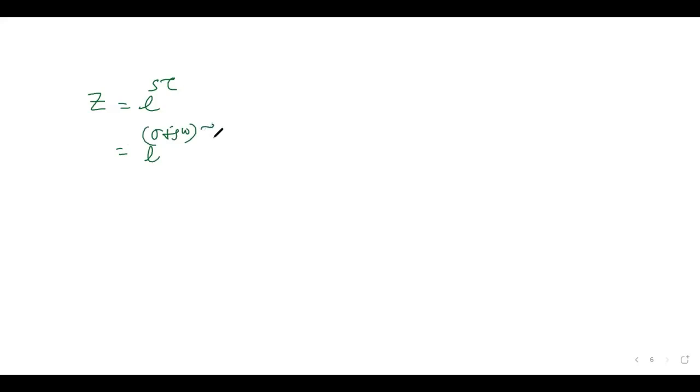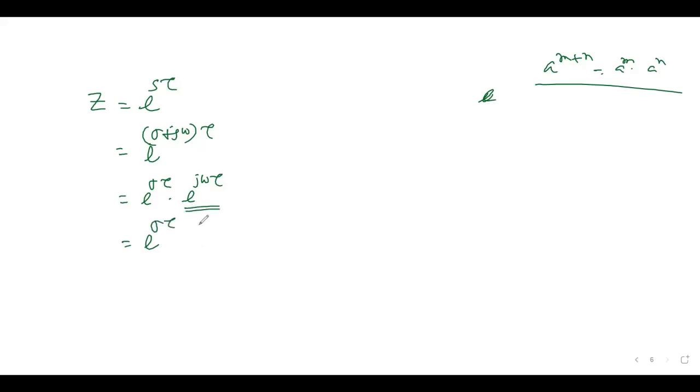So this is tau. That is, we can write it as sigma tau into e to the power j omega tau. Here I have just written like this: a to the power m plus n is equal to a to the power m into a to the power n. That means this is e to the power sigma tau, into the De Moivre theorem, cos omega tau plus j sin omega tau. So as we know, the theorem gives cos theta plus j sin theta.